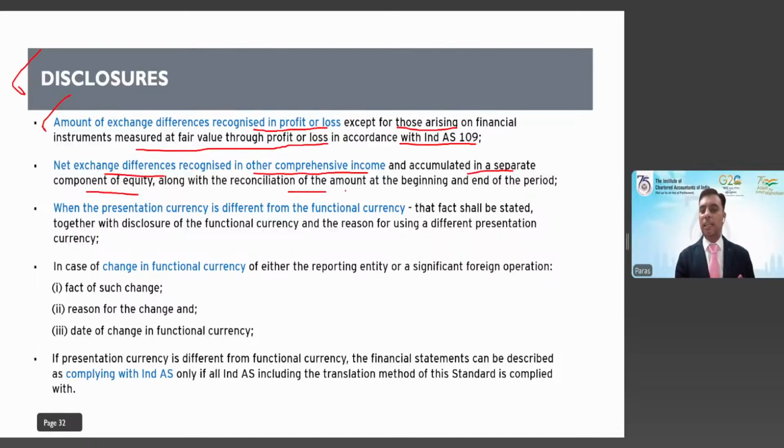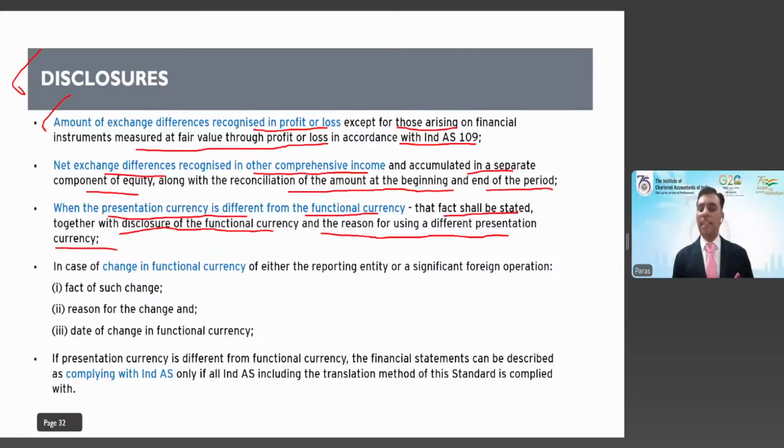Along with the reconciliation of amount at the beginning and end of the period, you need to disclose the movement of the net exchange difference recognized in the OCI. Third, they are saying when the presentation currency is different from the functional currency, that fact shall be stated in the notes to accounts together with the disclosure of functional currency and the reason for using the different presentation currency.